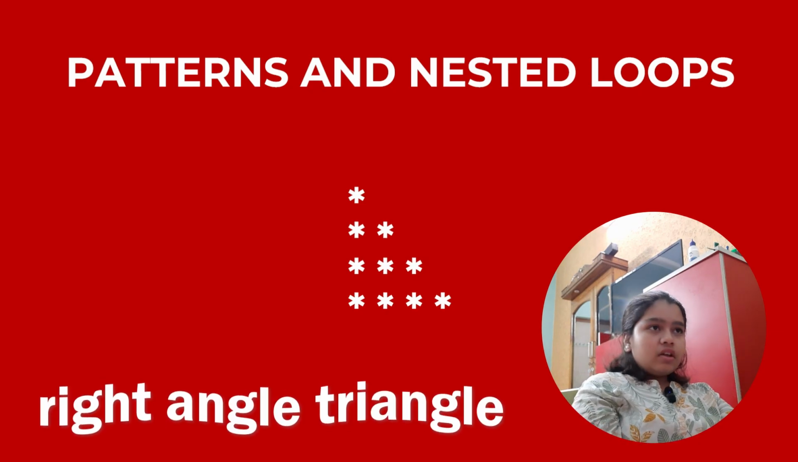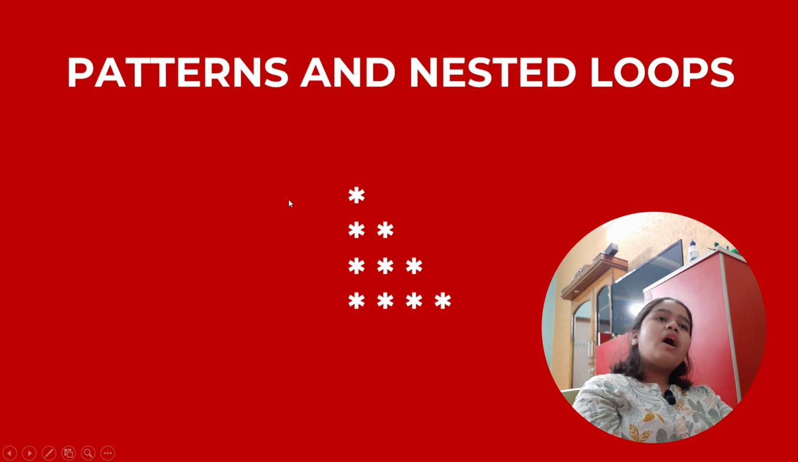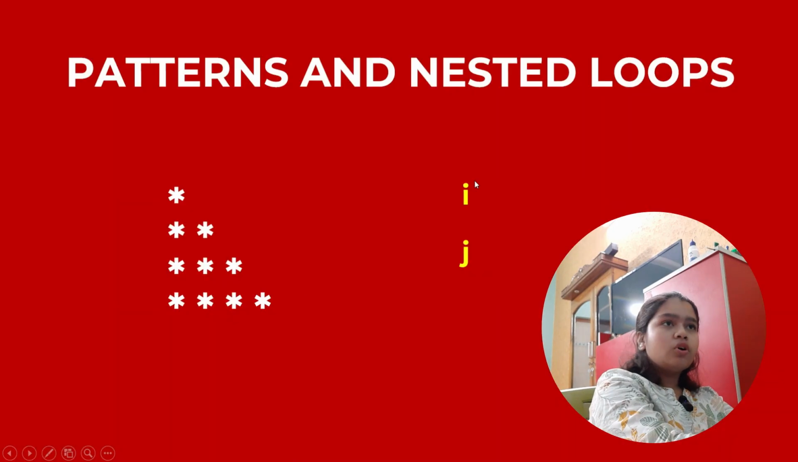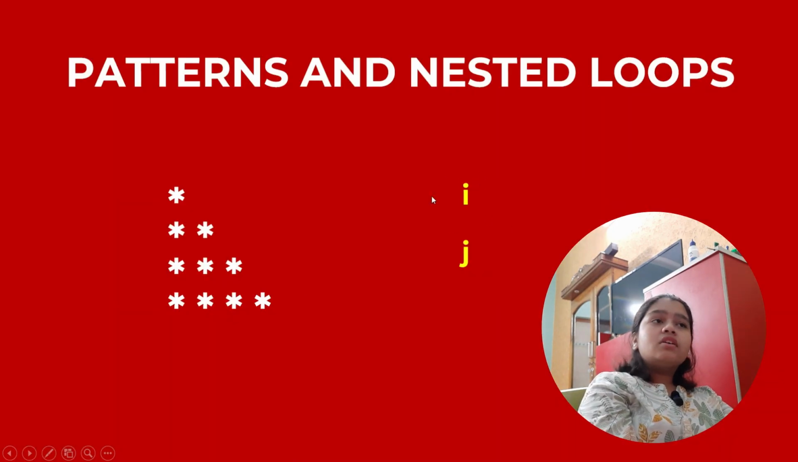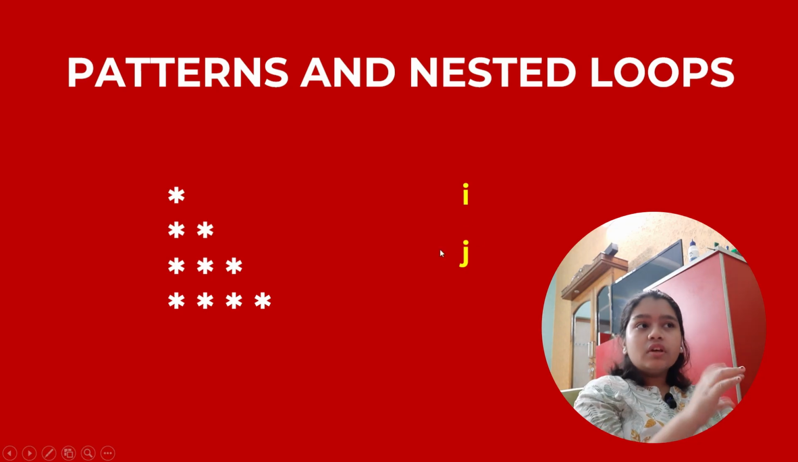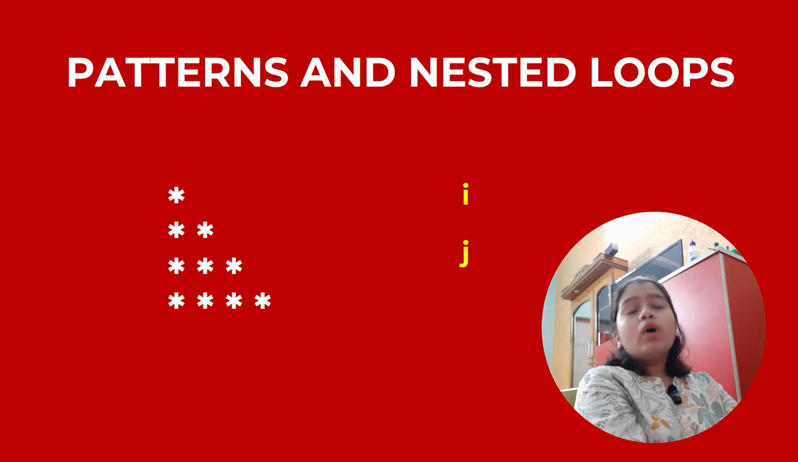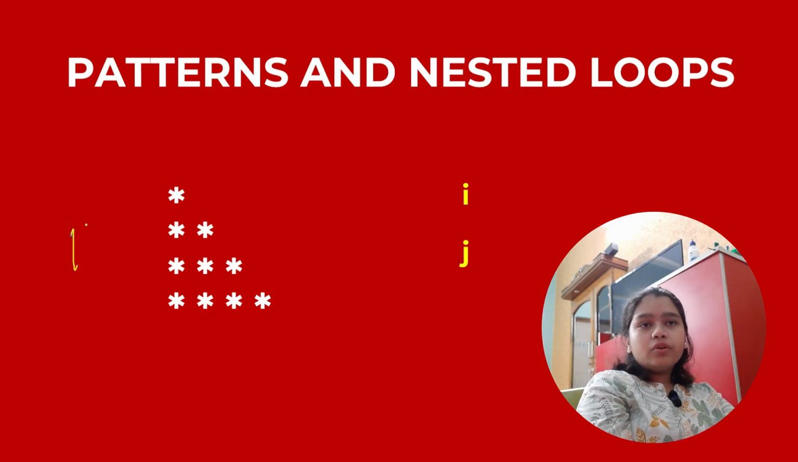Okay, now again you have to divide it into rows and columns kind of thing. Here you again have i and j. i is the outer loop which operates the rows. j is the inner loop which operates the columns. Now what are the rows here? This is the row portion and this is the columns.